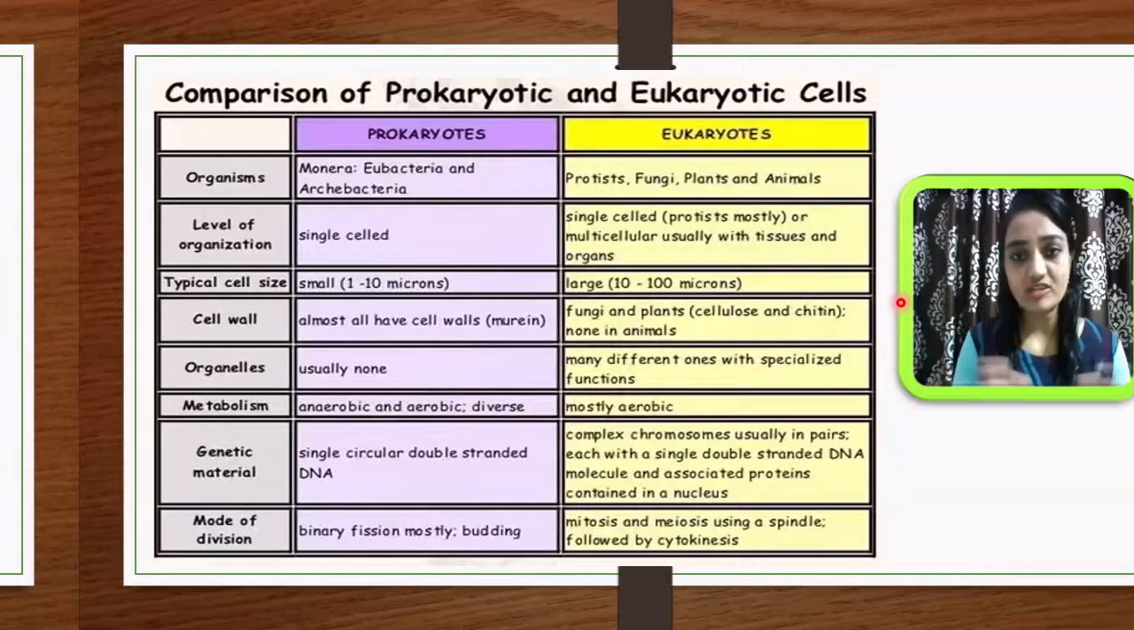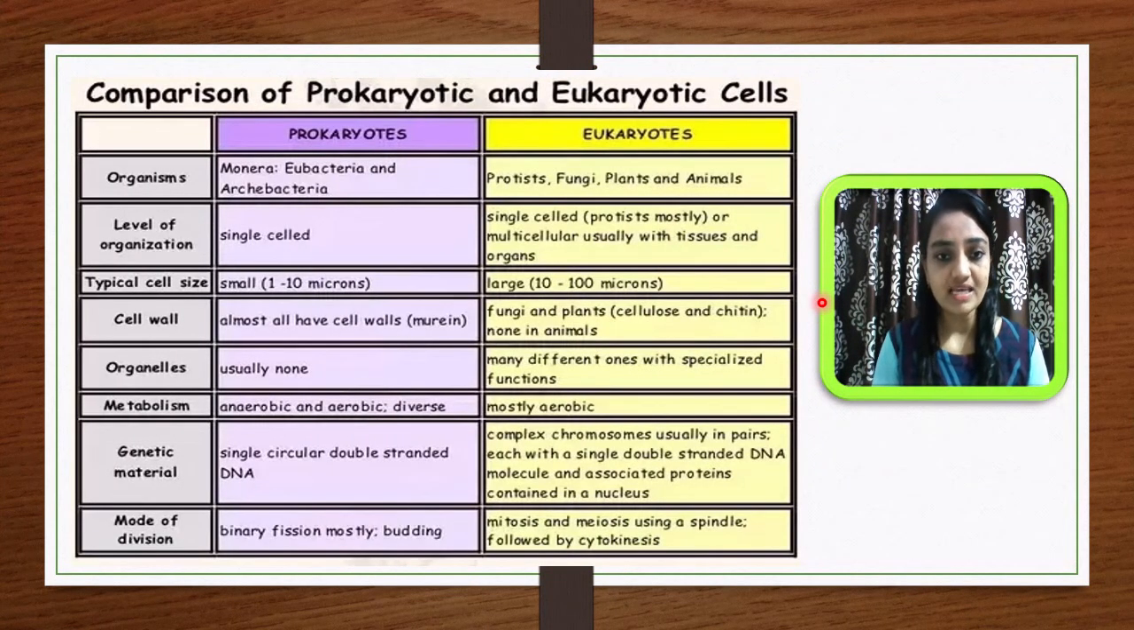After all this discussion, let me now summarize how prokaryotic cells are differentiated from the eukaryotic cell. Let me discuss the differences between the prokaryotic cell and the eukaryotic cell. First of all, the organisms included in eukaryotes and prokaryotes. The organisms included in the prokaryotic group are Monera, which includes eubacteria and archaebacteria. We will learn in detail in chapter number 1 what eubacteria and archaebacteria are.